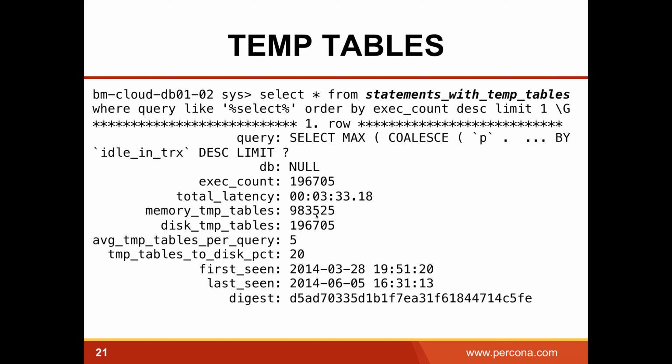From this report, we can see how many temporary tables have been created in memory and how many tables have been created on disk. It also shows us a very interesting metric, average temporary tables per query. So this query is pretty important. It can place a significant load on MySQL. It's 5 temporary tables per query. Also the percentage of temporary tables to disk ratio.